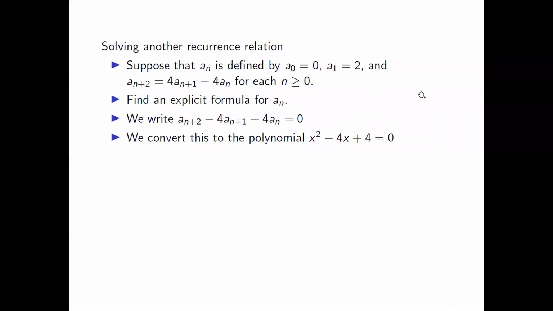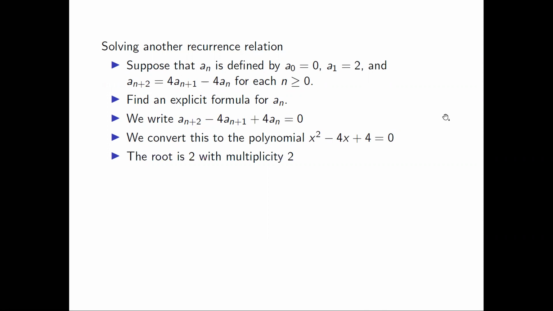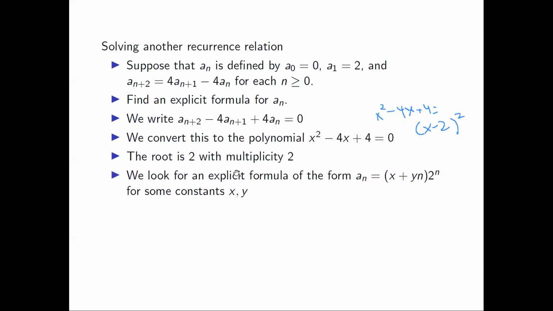And we solve that equation. We find the roots of the polynomial. And we find that we get the root 2 with multiplicity 2. So x squared minus 4x plus 4 is equal to x minus 2 squared. So we're going to look for an explicit formula for our sequence, which is of the form a sub n equals a linear term in n times 2 to the n, 2 being our root, and the linear term in n is because our root had multiplicity 2.